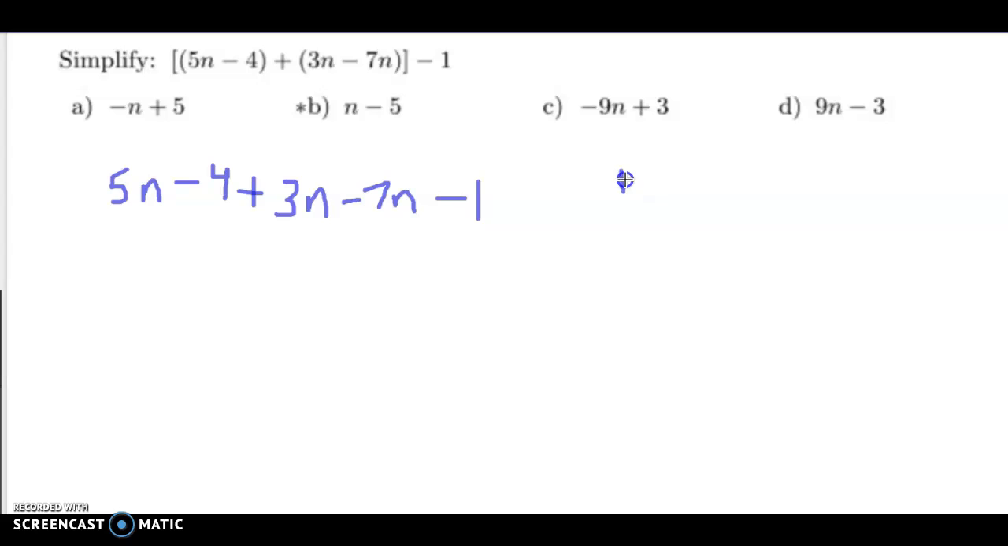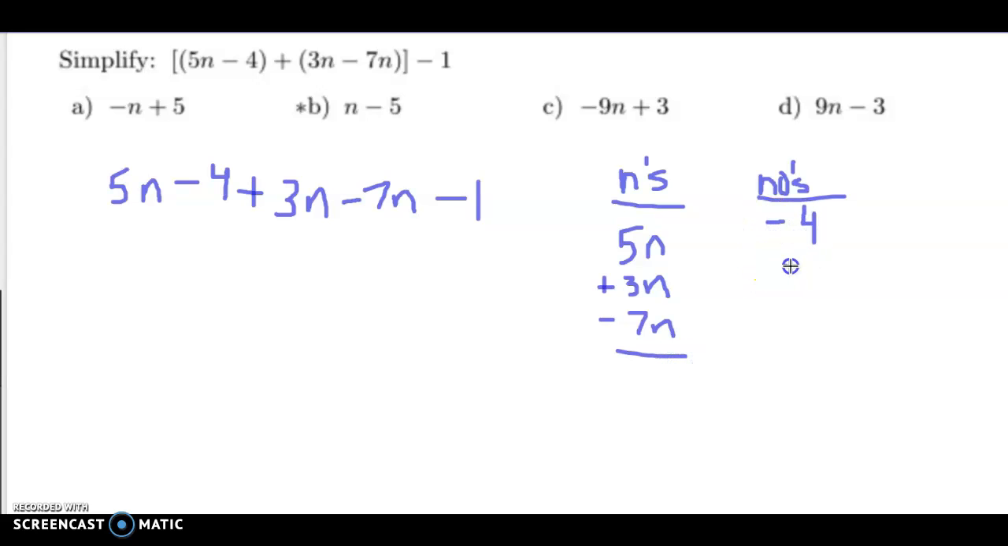Now if you notice, I have n's, and then I have no n's, which remember are constants. I just write no n's because it's a faster way to say no variable. Under my n's, I have a 5n, I have a positive 3n, and I have a negative 7n. Under my no n's, I have a negative 4, and I have a negative 1.